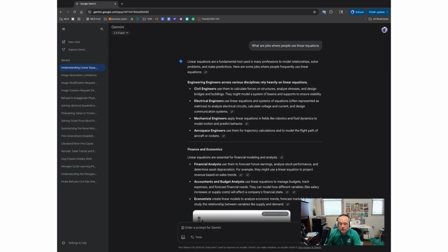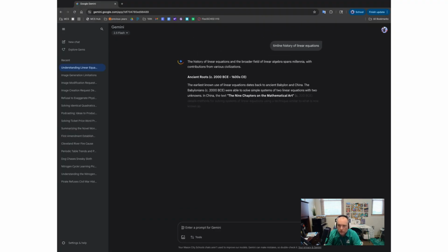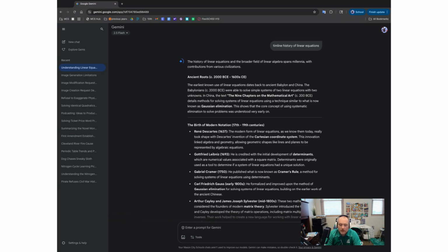The other thing you can really encourage them to think about are the different formats this can put things in, right? So if I need a timeline history of a particular topic, I can ask for that. Timeline history of linear equations. It would be able to do whatever it is that I'm wanting across that. So you can see AI is highly capable, but your kids' creativity is going to be limited by what they understand it can do.